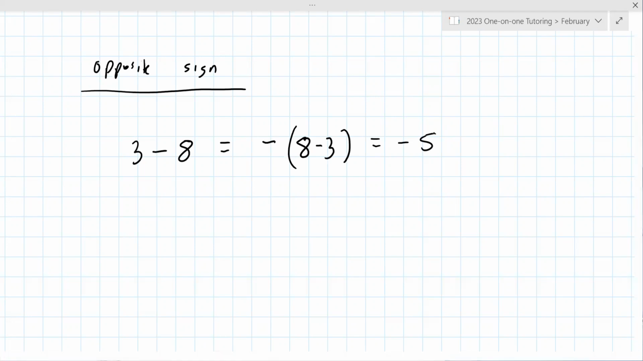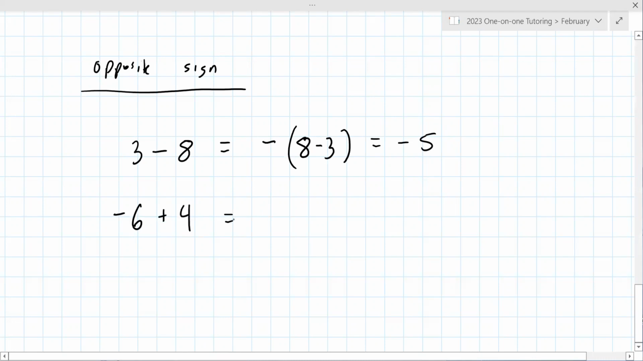But where this gets difficult is, what if the first one is negative? You look at the numbers without the sign. So it's 6 minus 4. And then you decide, is the answer positive or negative? It depends on which is further from 0. The -6 is further from 0, so we know it's negative.